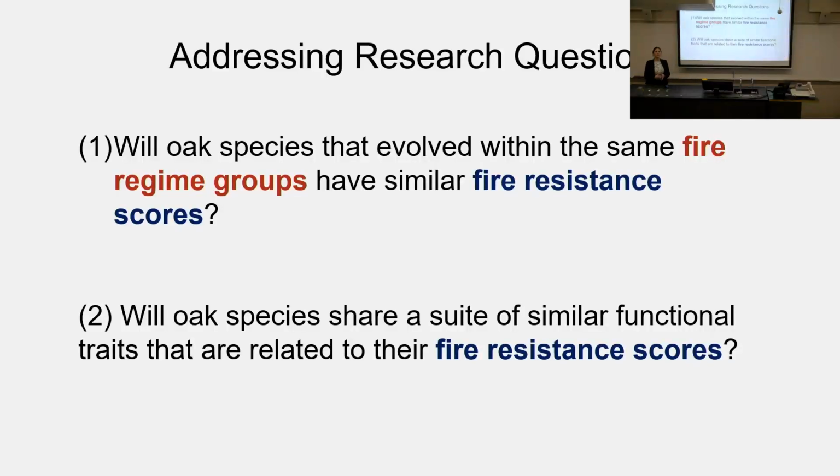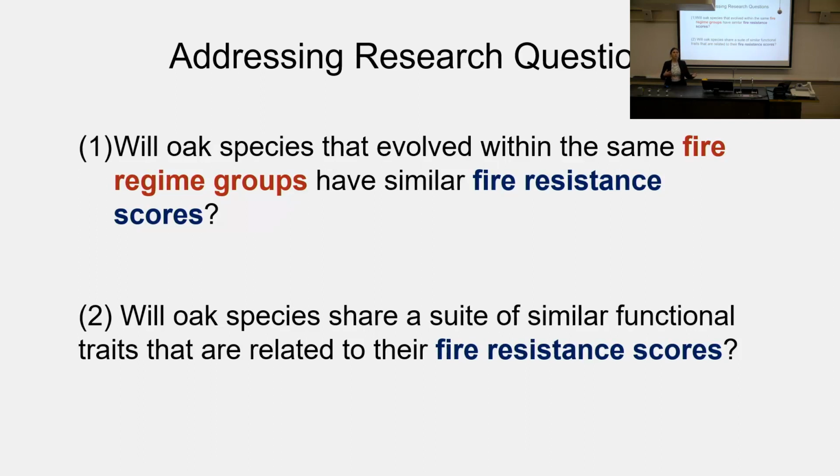Now we can address those previous research questions. So will oak species that evolved within those same fire regime groups have similar fire resistant scores? And we can say that yes, we did see a difference between the fire regime groups and those fire resistant scores, with fire regime group 1 and 2 having higher fire resistant scores, given that exposure, that frequency interval of fire. But we also did see that fire regime group 5 had the same score as fire regime group 1. But again, Quercus bicolor is likely to explain for that, existing mostly in that fire regime group 5.